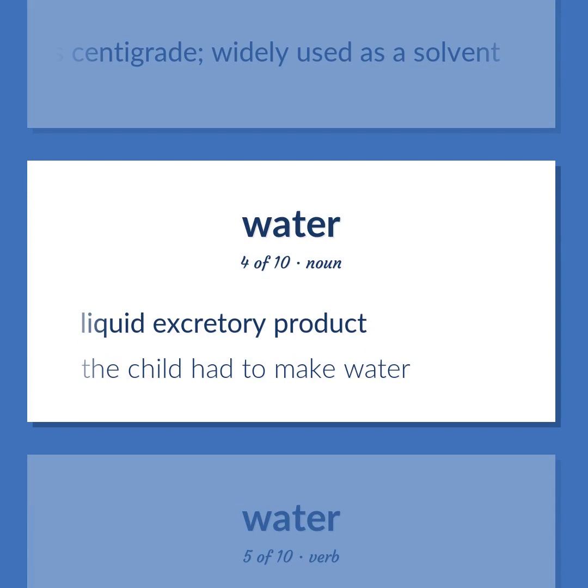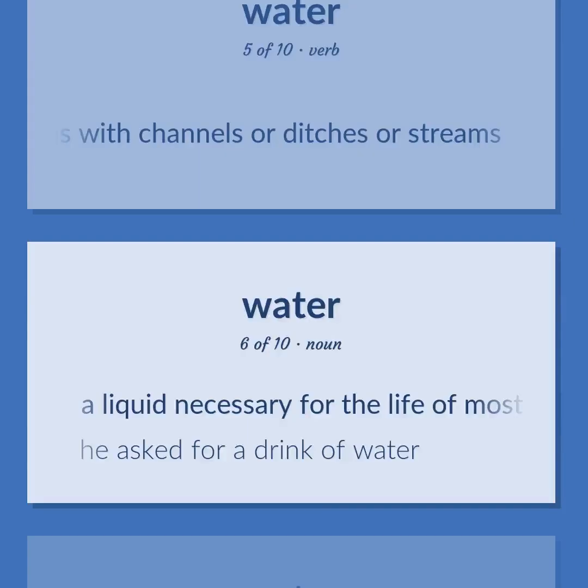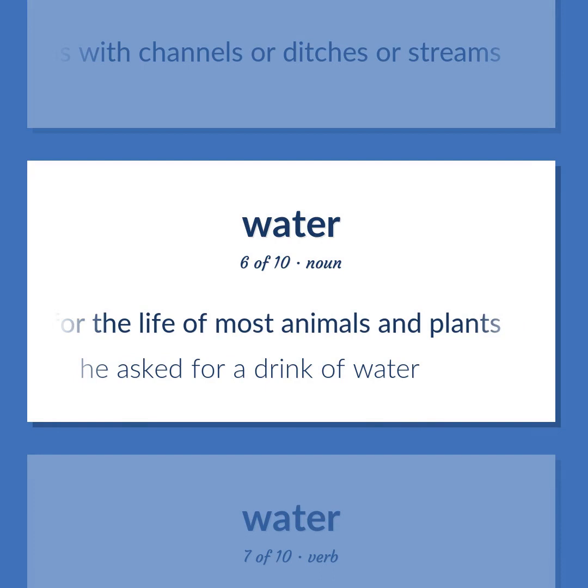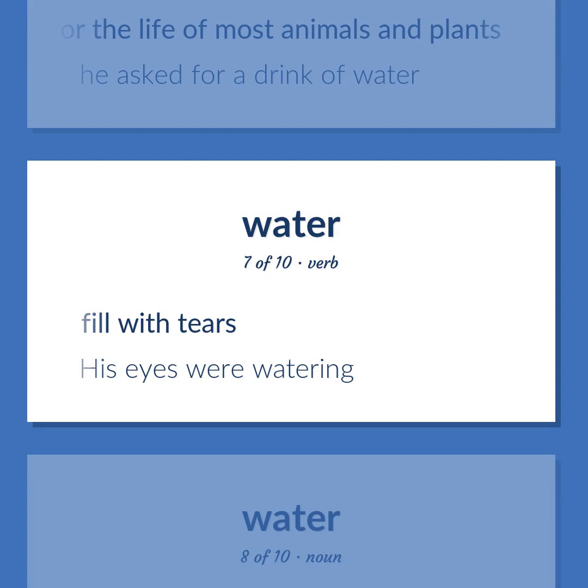Liquid excretory product. The child had to make water. Supply with water, as with channels or ditches or streams. A liquid necessary for the life of most animals and plants. He asked for a drink of water. Fill with tears. His eyes were watering.